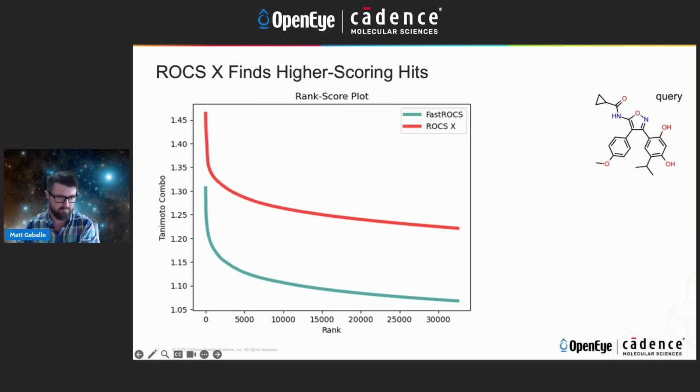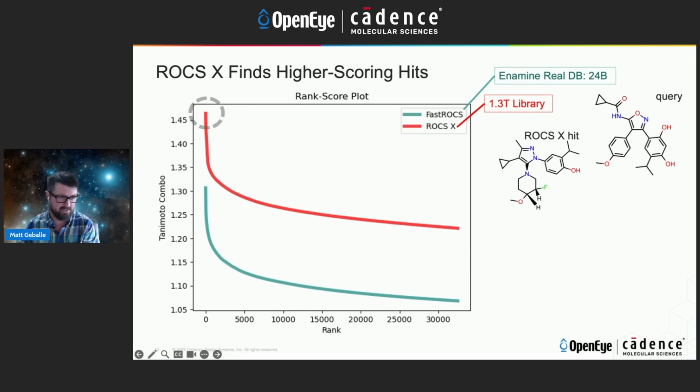We see again between the searches of enumeration real with FastROCS and the 1.3 trillion with ROCS X that now we've got separation from the top of the hit list all the way down to the bottom, where ROCS X is finding higher scoring molecules. Here's the hit that's actually at the top of the ROCS X hit list, so you can kind of eyeball the reasons why this would be similar in terms of shape and color.